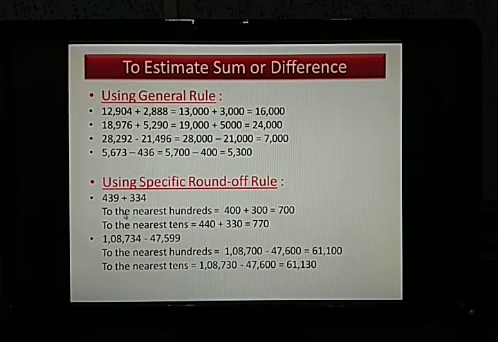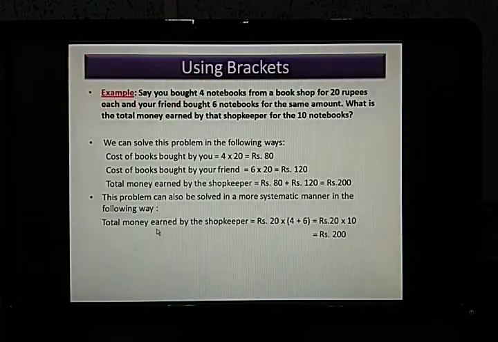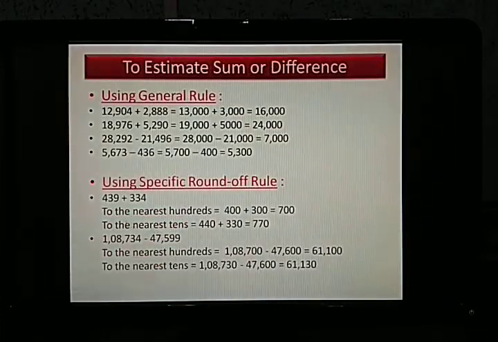Specific rule is nothing. Here it will be mentioned nearest 100, then we have to find it accordingly. Here also the same thing applies. 3 is there, so it will remain unchanged, and the rest of the thing 0. Here 3 is there, so 3 will remain unchanged, and the rest will turn 0. Nearest 10, you have to see only these two digits. 9 is there, it will add 1, so it will be 4, and the 9 will turn 0. And here it is 4, so it will remain as it is, and this will turn 0.